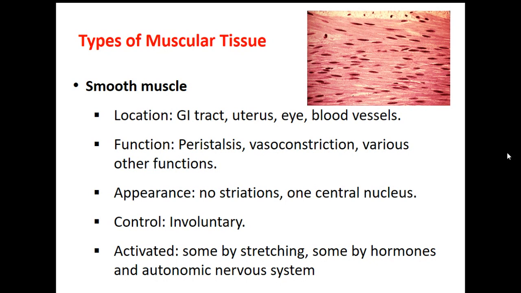It contracts right behind the food, and that wave of contraction just moves down your throat, pushing the food along in front of it until it gets to the stomach. Vasoconstriction. Vaso refers to blood vessels, so this just means blood vessels constricting, getting narrower to reduce the blood flow. Lots of other functions.